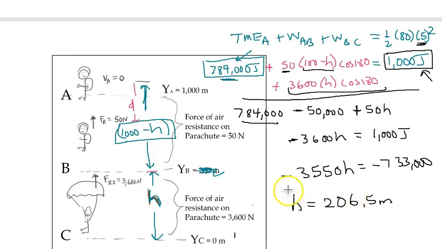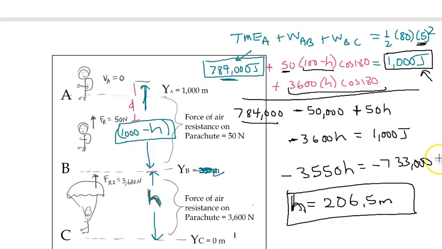206.5 meters, which I thought was fascinating. I didn't write this question, the textbook authors did. It's not that much different, right? It was 200 meters. So 6.5 meters, that's about an atrium and a half. Opening up the chute that much sooner made a big difference in hitting the ground safely.